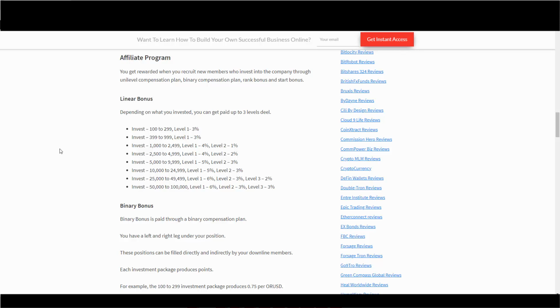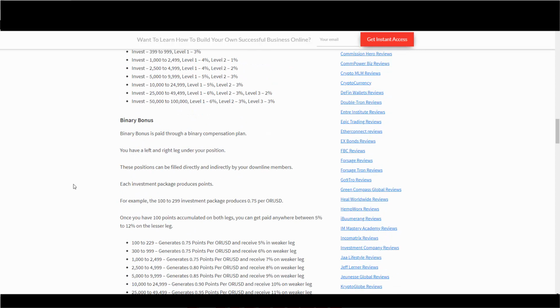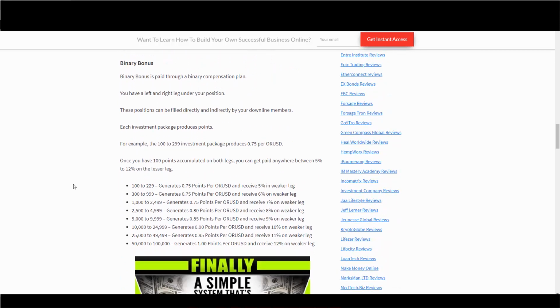They have a unilevel compensation plan, binary compensation plan, rank bonus, and star bonus. The linear bonus is their unilevel comp plan. Again, depending on how much you invested initially, you get a certain number of levels that you can get commissions on. The highest you can get is three levels deep, and you have to invest in the top package. The binary bonus again has a left leg and a right leg.